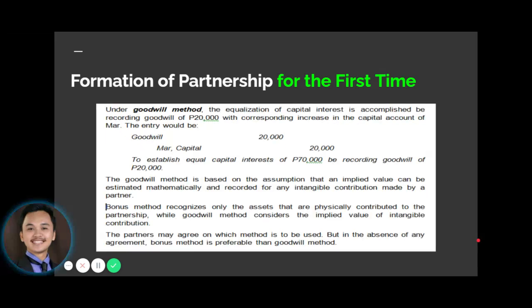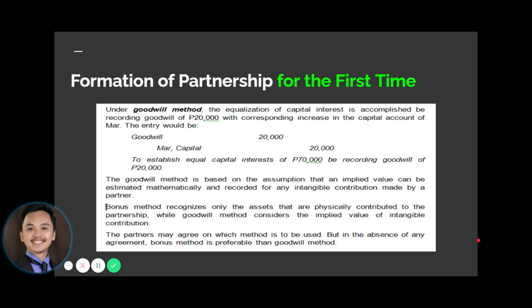However, under the goodwill method, the second method in accounting for that concern where capital accounts are not equal to the net assets invested, the equalization of capital interest is accomplished by recording goodwill of 20,000 with a corresponding increase in the capital account of Mar.